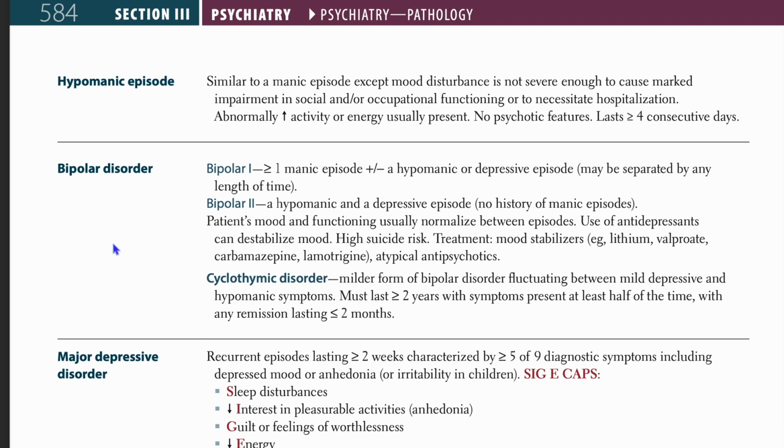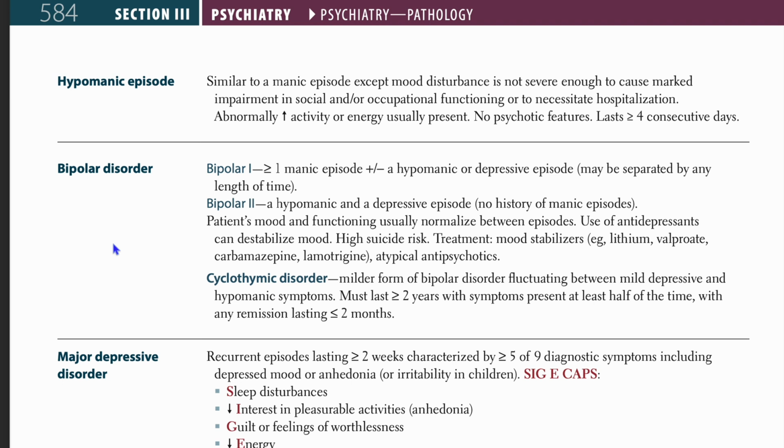Bipolar disorder: bipolar 1 and bipolar 2. Bipolar 1 is one or more manic episodes, with or without a hypomanic or depressive episode, which may be separated by any length of time. Bipolar 2 is a hypomanic and a depressive episode, with no history of manic episodes though. Patient's mood and functioning usually normalizes between episodes. Use of antidepressants can destabilize mood. High suicide risk. Treatment is mood stabilizers, for example lithium, valproate, carbamazepine, and lamotrigine.